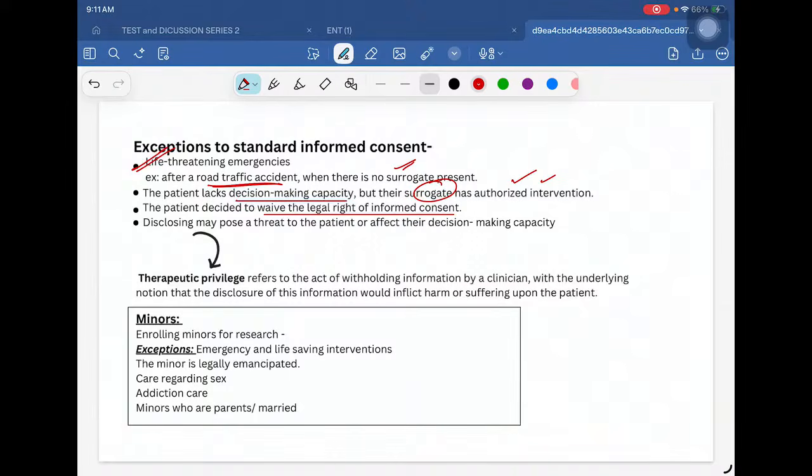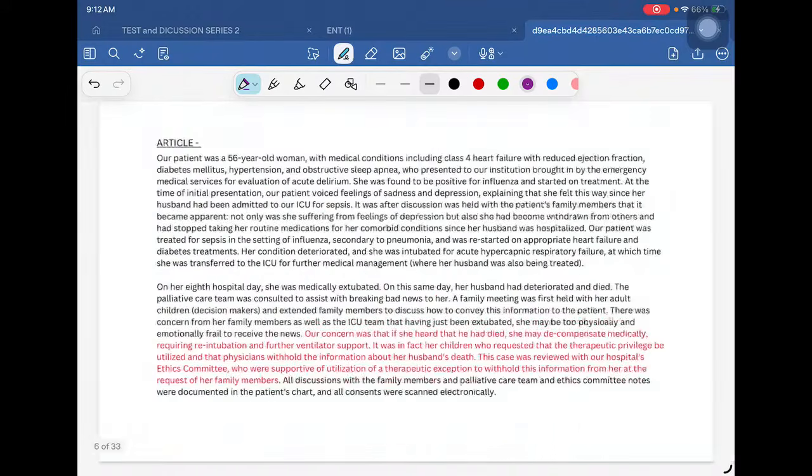Okay, last is disclosing may pose a threat to the patient or affect their decision making capacity. So this is where a fancy term, therapeutic privilege, comes into play. What is this therapeutic privilege? This is the act of withholding information by a clinician with the underlying notion that the disclosure would inflict harm or suffering upon the patient. Basically, you are withholding certain information from the patient. Why? It's better you don't share it than sharing it, because if you share it, it might harm the patient. I've added here an article example.